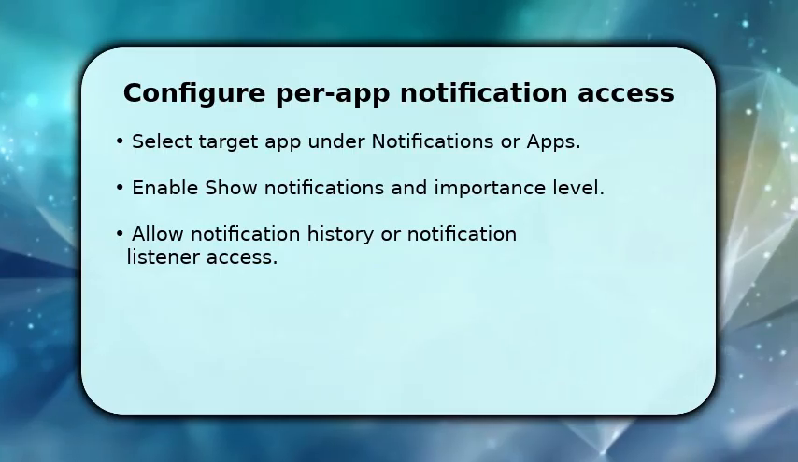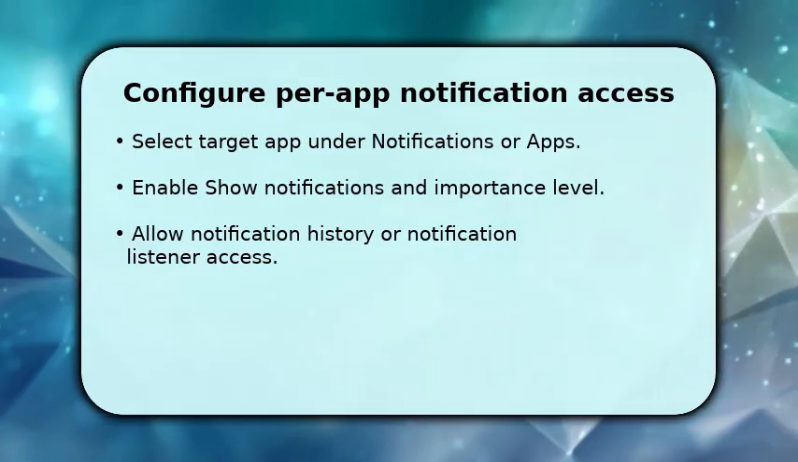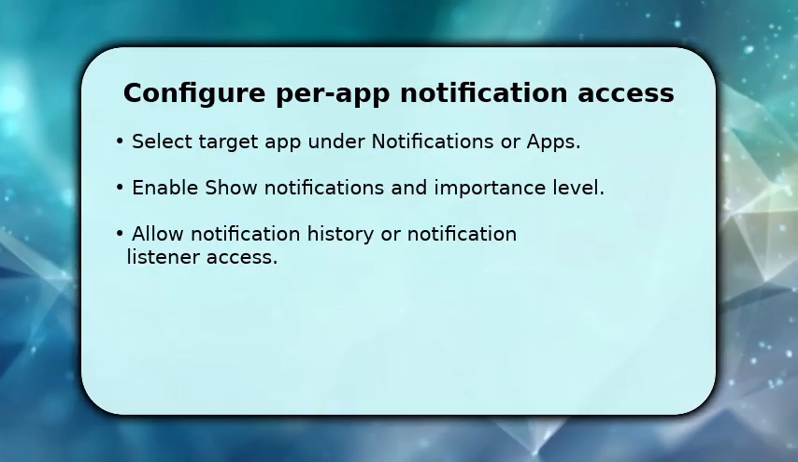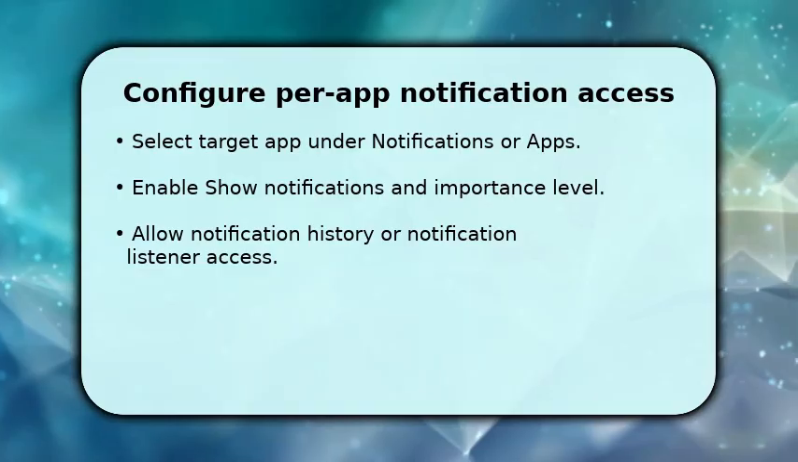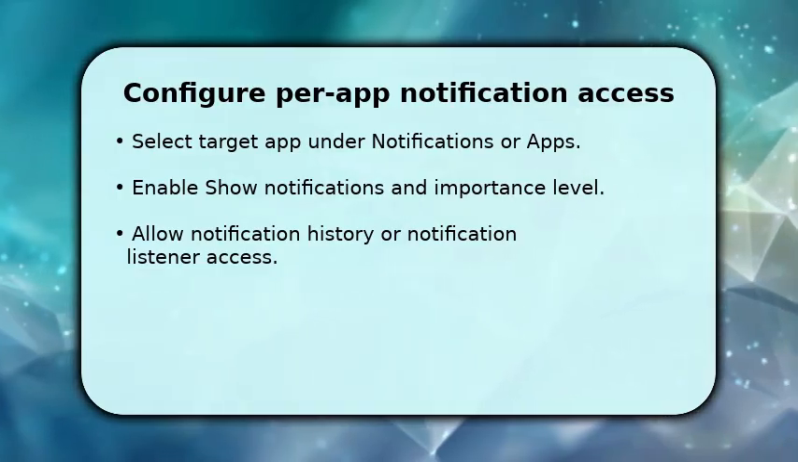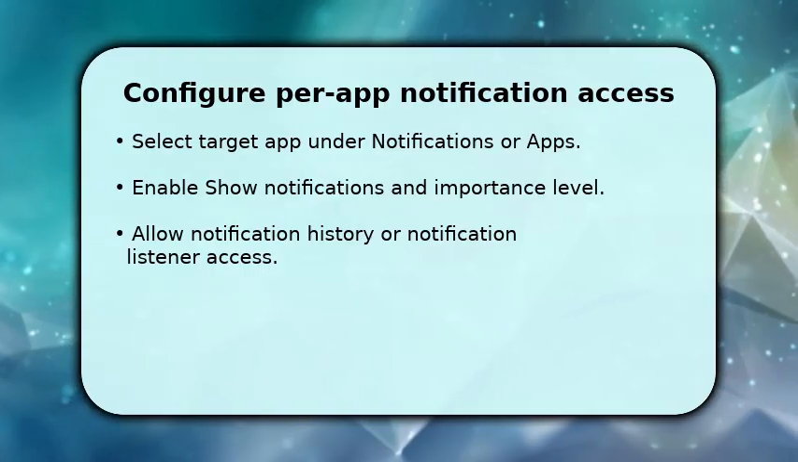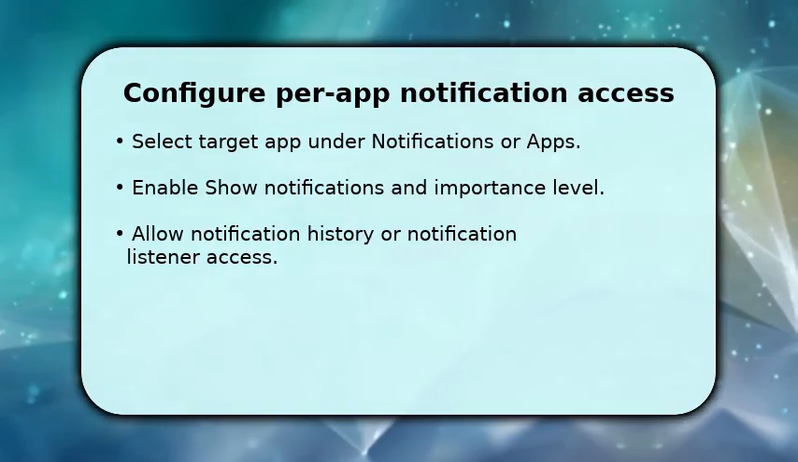You now select the target app from notifications or apps to tailor how its messages arrive. Tap into the app's notification settings and enable Show Notifications, then pick an importance level that matches urgency. Higher importance bypasses do not disturb in many cases.